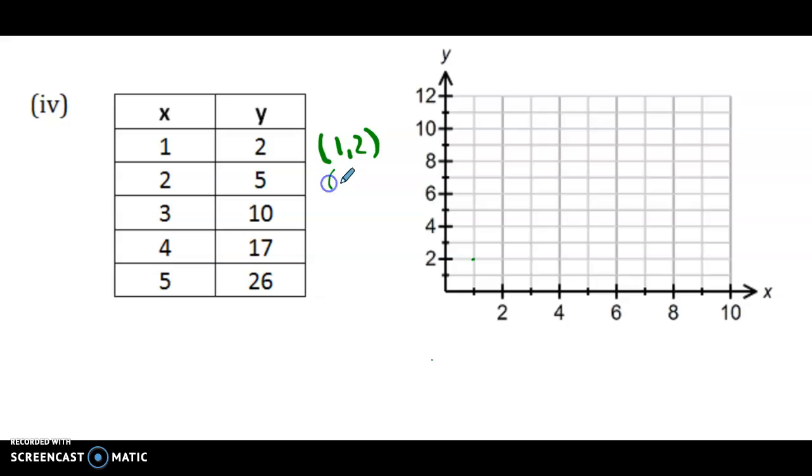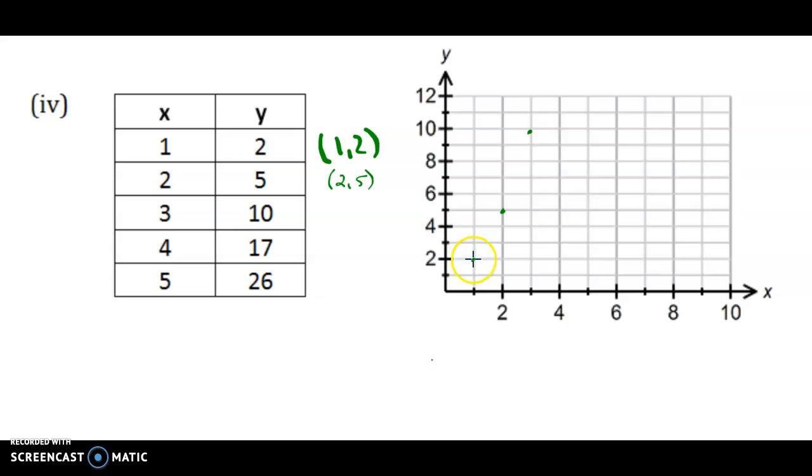Then I'm going to plot the point 2, 5. And then 3, 10. Then 4, 17 goes off my chart, but that's okay. I think in these 3 we'll decide if we have a linear relationship or not.